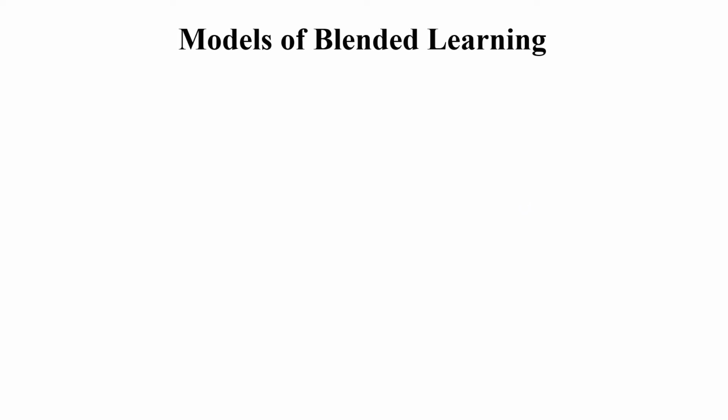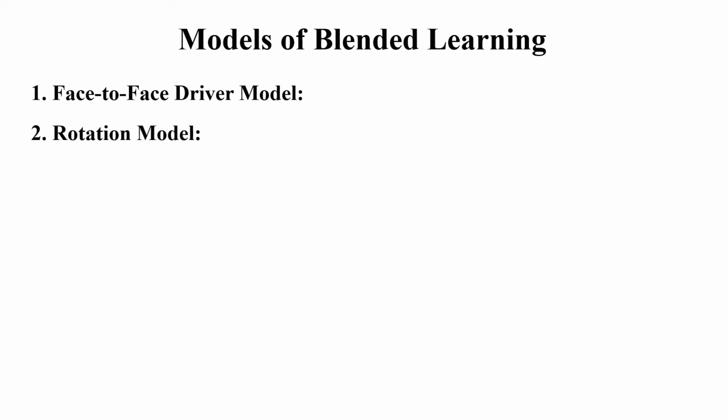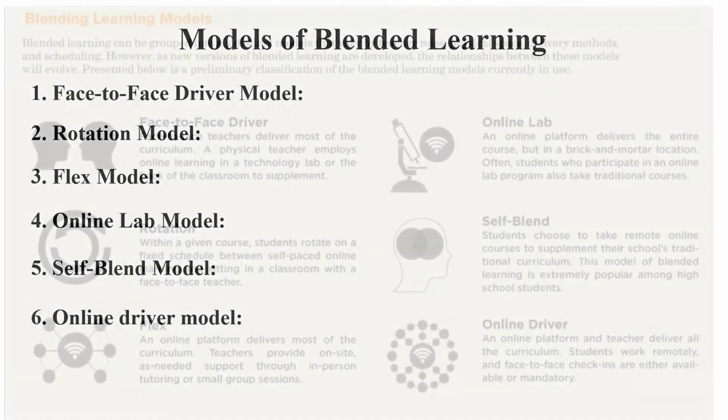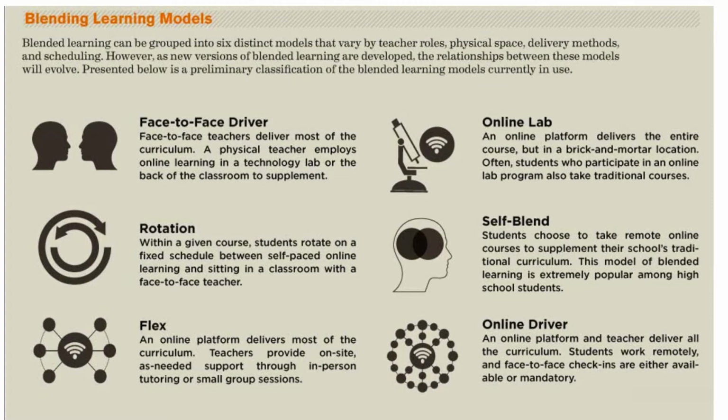For today, we'll be talking about models of blended learning. There are six models of blended learning. The first one is face-to-face driver model. Number two is rotation model. Number three is flex model. Number four is online lab model. Number five is self-blended model. And the last one is online driver model. This picture just illustrates some of the six models and how they've been illustrated.